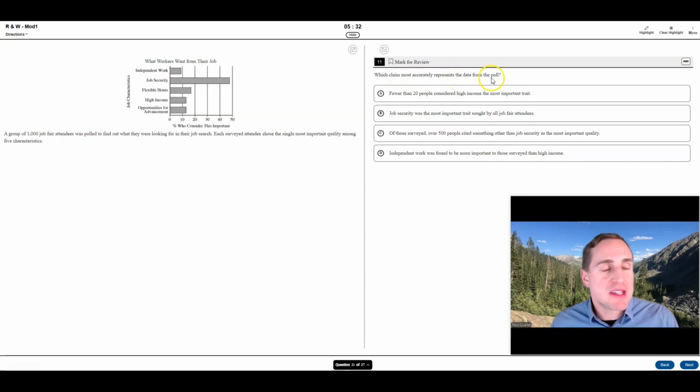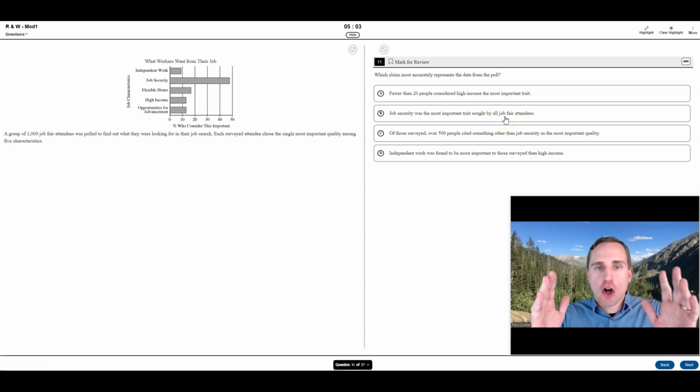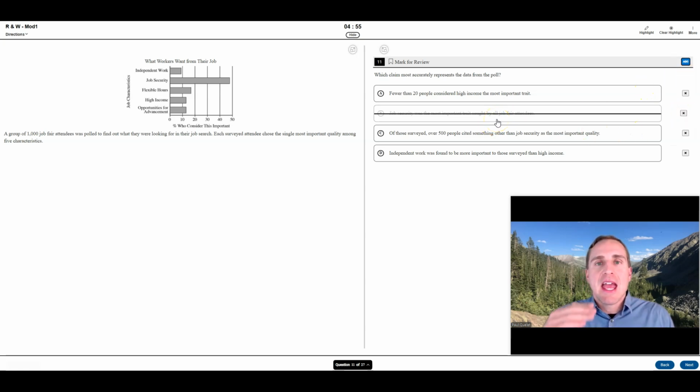Which claim most accurately represents the data from this poll? So we have 1,000 job fair attendees. They were polled to find out what they were looking for in a job search. Each attendee chose a single most important quality among the 5 characteristics. Notice the percent that considered these various 5 characteristics important. Notice job security is the clear leader, but it's slightly less than 50%. So you might think B, job security, was the most important trait sought by all the job fair attendees. But the reason this is incorrect is because not all people at the job fair think that job security is the most important thing.